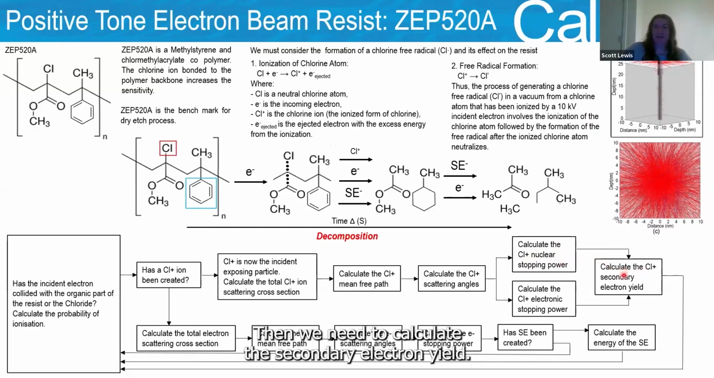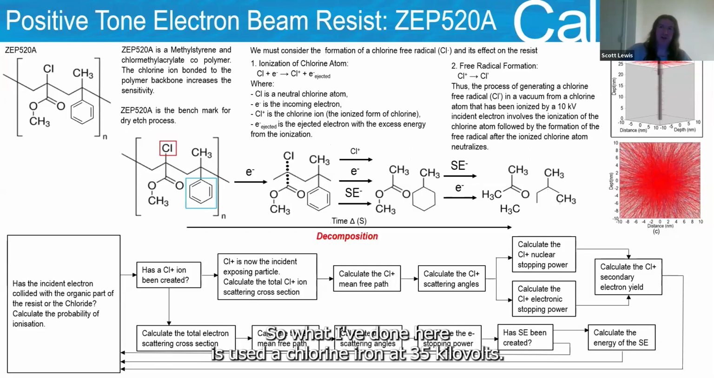Then we need to calculate the secondary electron yield. So how many electrons are going to be generated every time it collides with something or from itself? And this is huge. And you can see here in red, this is the first order. There are second, third, and fourth orders in there, whatever, but you don't see them because they're covered by the red. So you can see it's a huge explosion.